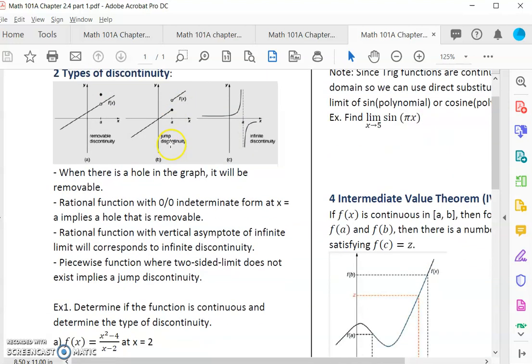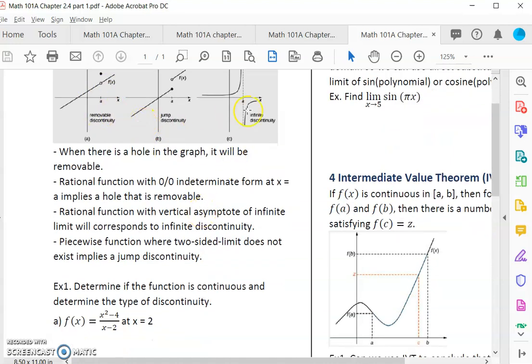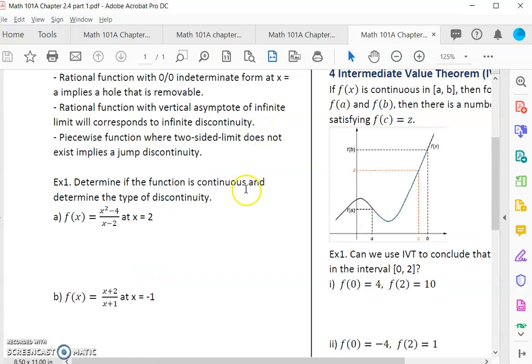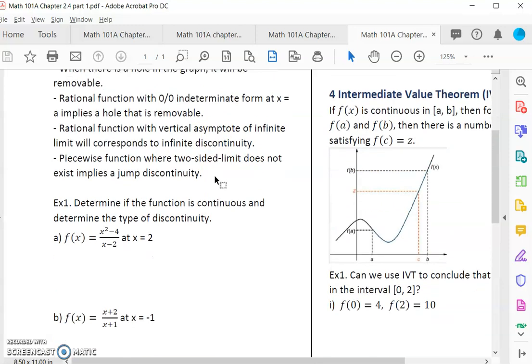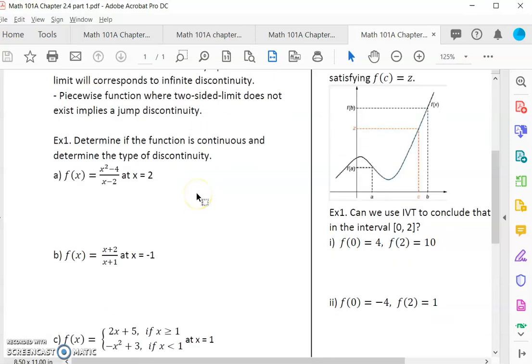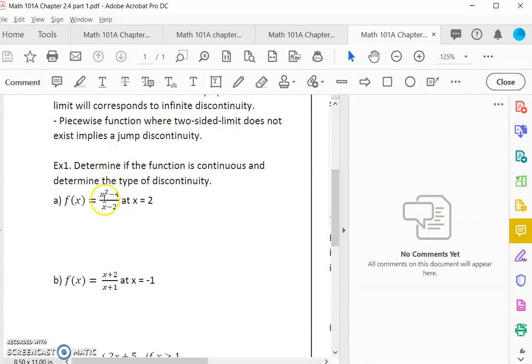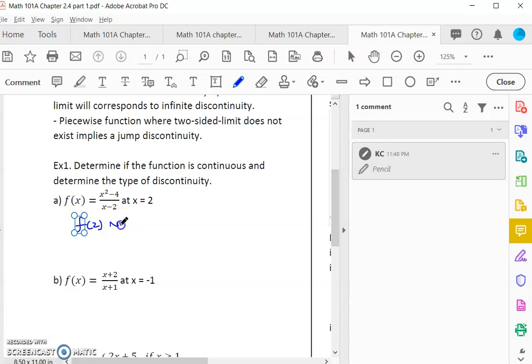Now the situation of the hole versus the infinite discontinuity happens a lot in rational functions. In rational functions, if you have the denominator equal to 0, but you can cancel it, the limit exists but f of x is not defined. That is a removable discontinuity. So let's look at this. We have x squared minus 4 over x minus 2. f of 2 is undefined, right? Not defined.